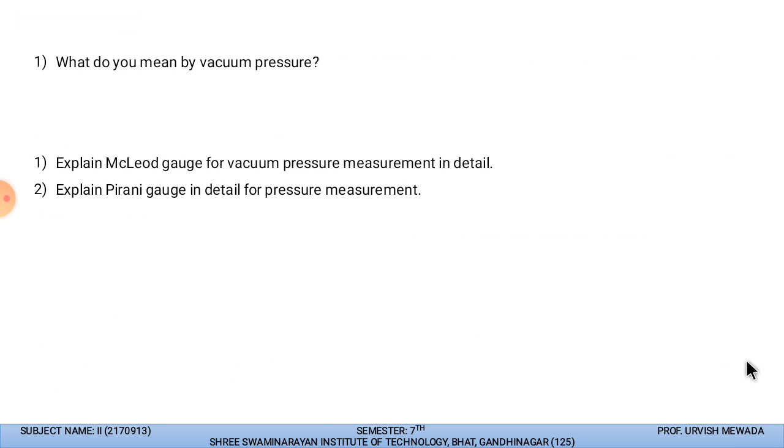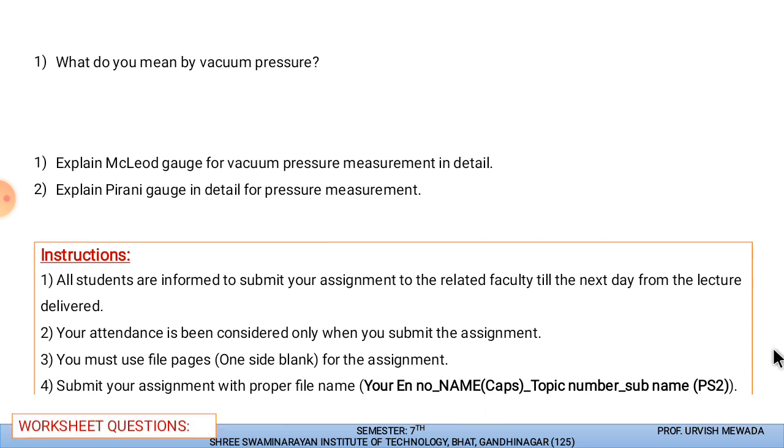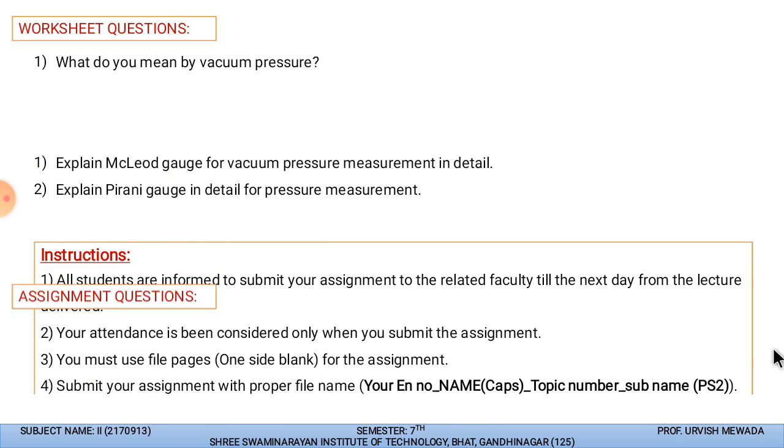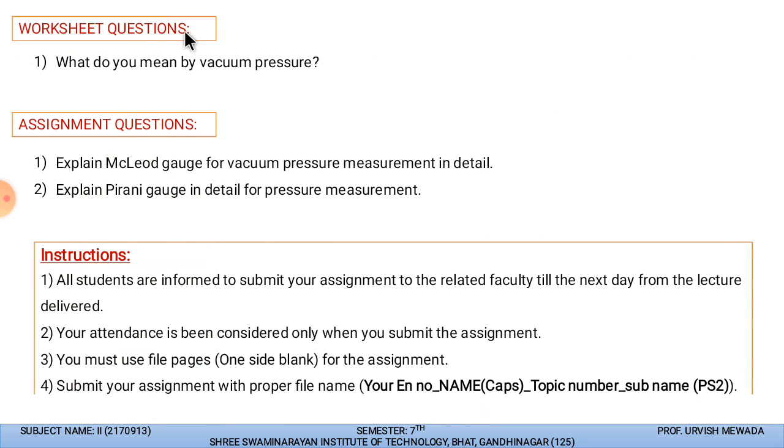After this topic, you have the worksheet question and the assignment question. The worksheet question is: what do you mean by vacuum pressure? The assignment questions are: explain the McLeod gauge for vacuum pressure measurement in detail, and explain the Pirani gauge in detail for pressure measurement. Please read carefully the instructions related to the worksheet question and assignment question written below. You can take a snap of this slide also.